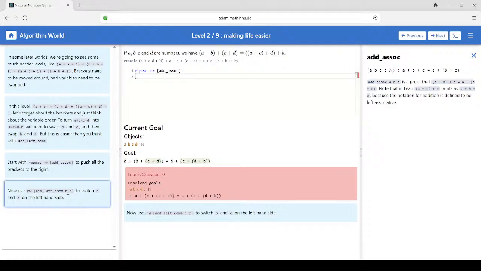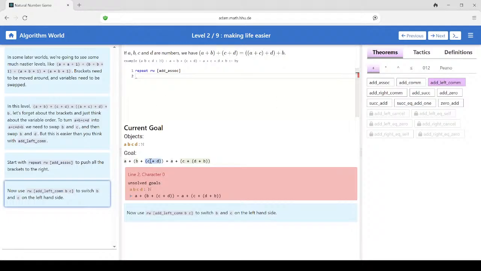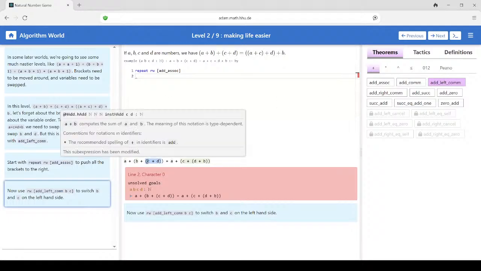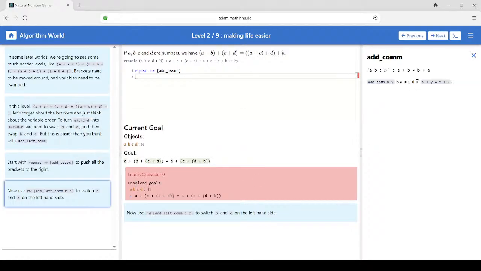And it says to use left commutative, which makes sense because left commutative will switch. Won't it switch the C and the D? Isn't that what it'll do? Unless we specify BC. I guess we can specify. But if we're specifying, then what's the difference between... This just switches two of them around. Why can't I just use that?